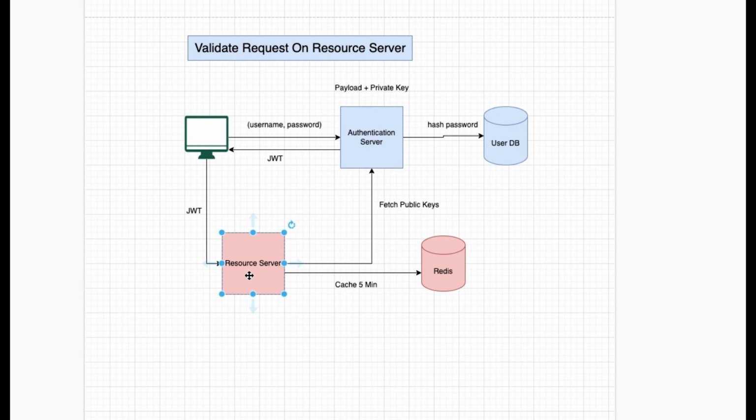The resource server also saves the keys in Redis or in cache. It can be in memory also, so that the resource server doesn't need to hit the authentication server every time to fetch the public keys. So this is a short video to explain the authentication process with the help of JSON Web Token.